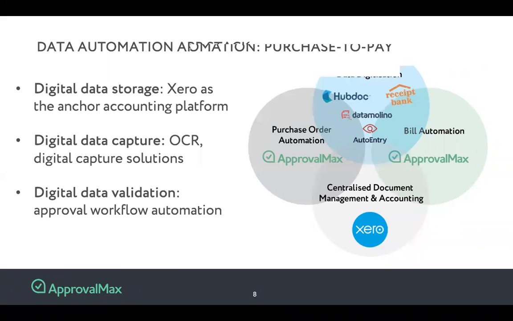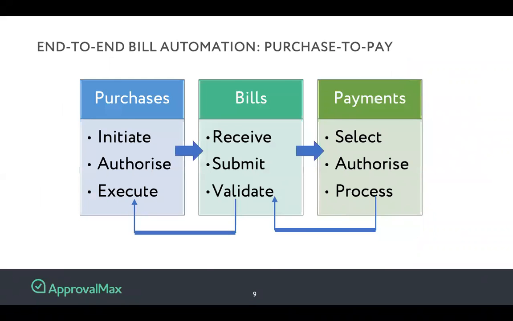Konstantin? Thanks a lot, Maria. My part will be mainly focused on talking about bill end-to-end automation. We believe that the core of improving this end-to-end bill automation is understanding what the components of this end-to-end bill automation workflow are. And we see that there are, on a high level, three components. The first one is purchasing, the second one is bill, and the third one is payment.